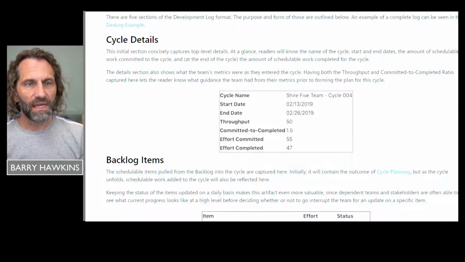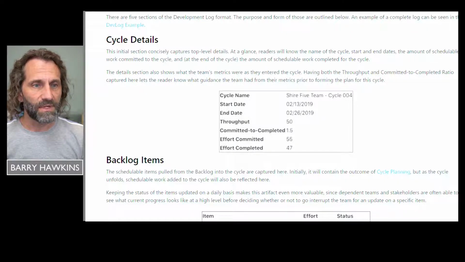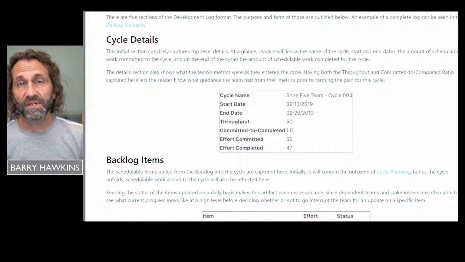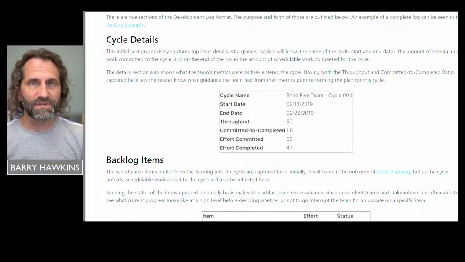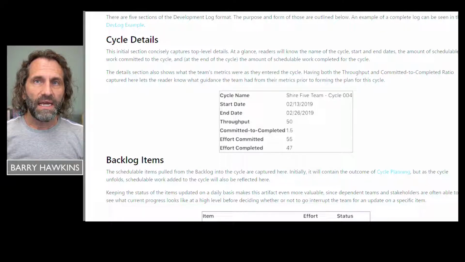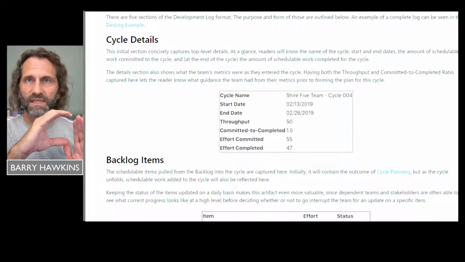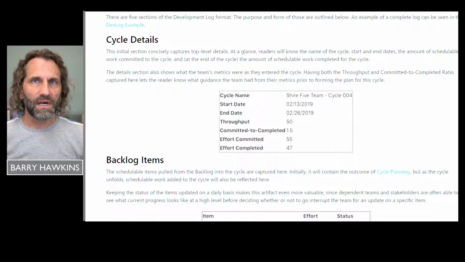And this cycle, which had completed, they started with committing to 55 story points, and then at the end of the development cycle, ended up completing 47 out of those 55. So those are the cycle details. It's located at the top of a development log.